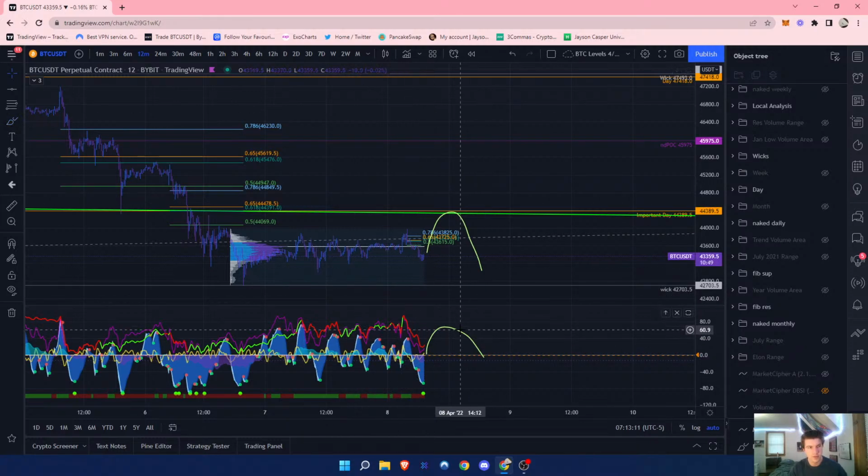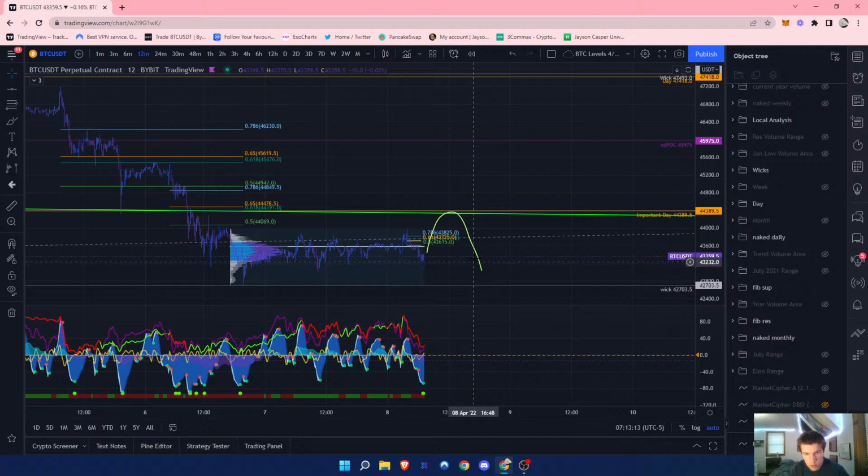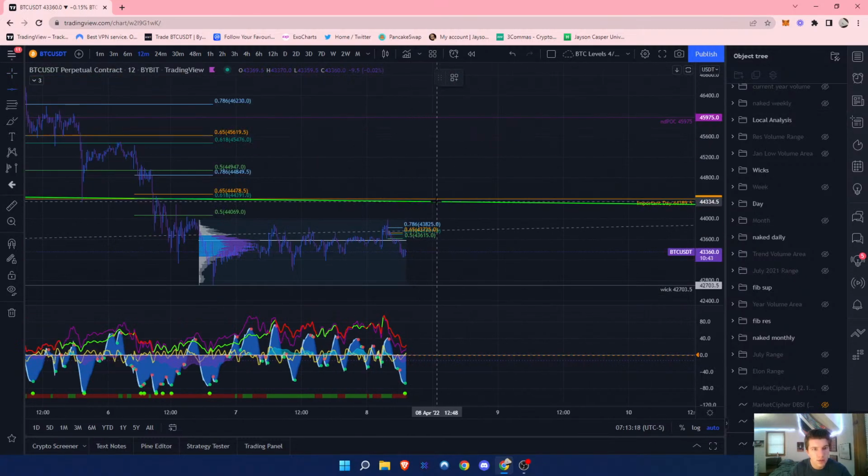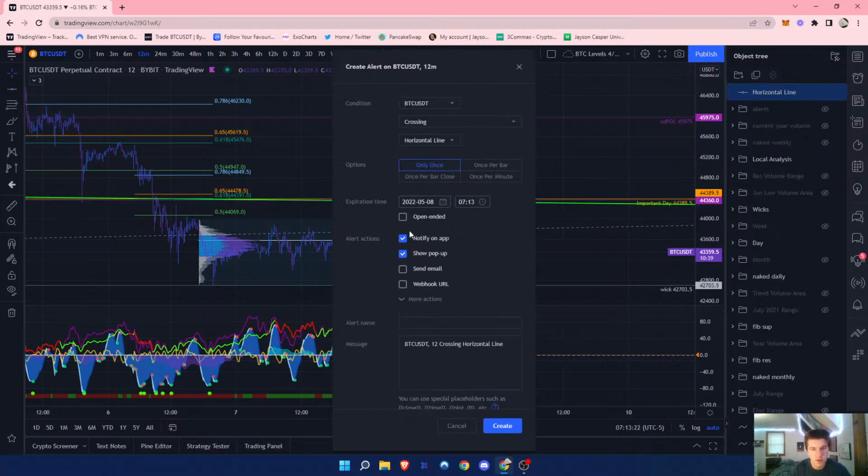I'll do just that. Let me add alert on that. I like to put the line just before the resistance so I have enough time to look at the chart and look for that divergence.